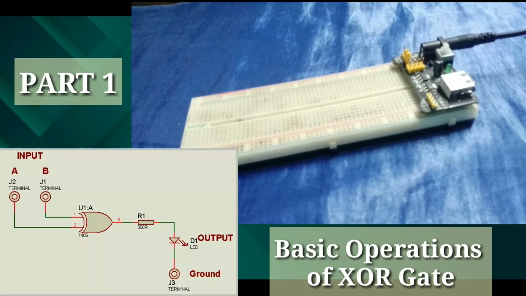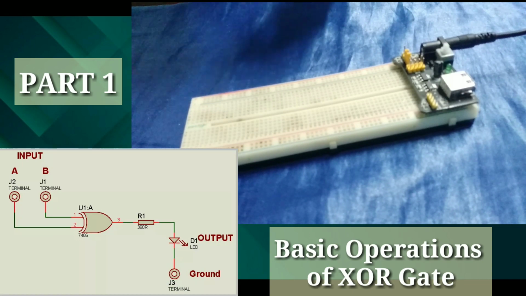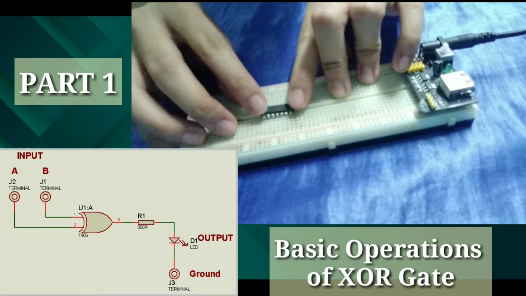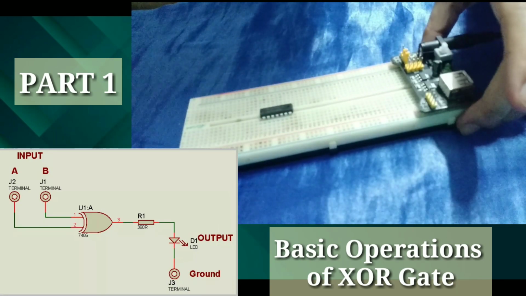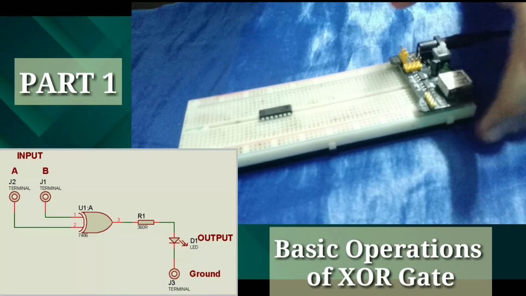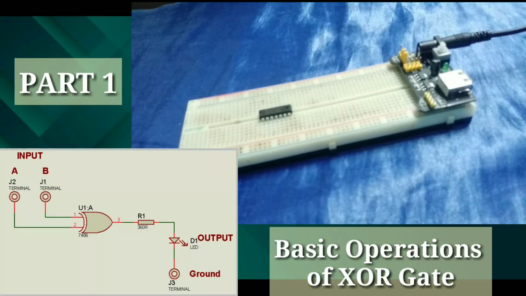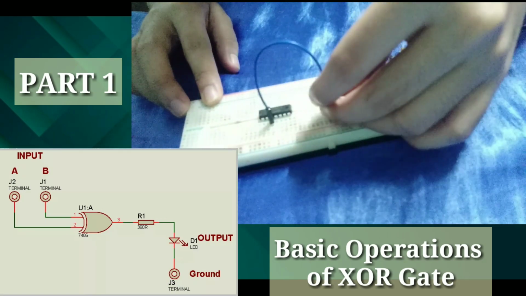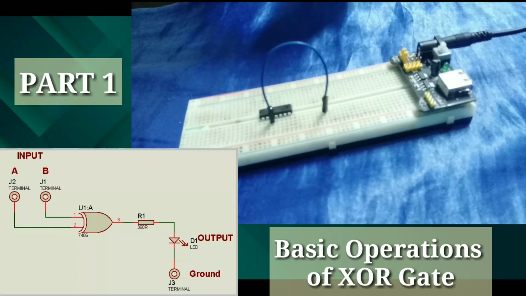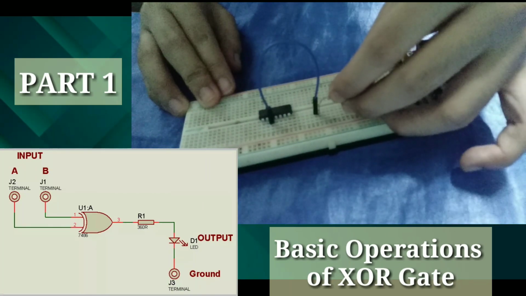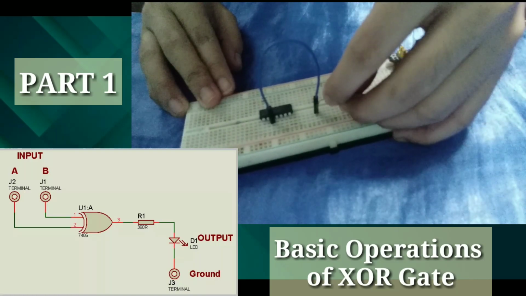Now, for our part 1, examining the basic operations of the XOR gate, we will be needing a 7486 integrated circuit. As you connect the IC to the breadboard, take note of its notch for its polarity. As you can see from the diagram, the third pin of our 7486 is connected to a 360 ohm resistor. Okay? So, let's connect the 360 ohm resistor to the third pin.